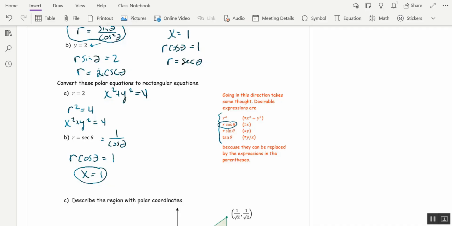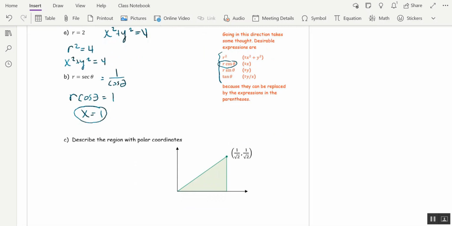All right, now the fun problem. This is the type of problem you're going to have to do in Calc 3, because we'll be doing double integrals over regions in the plane, and you'll have to set up the limits of your double integral, and they will involve describing a region like this with polar inequalities. And so here's how I start.